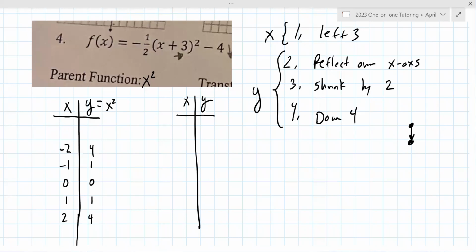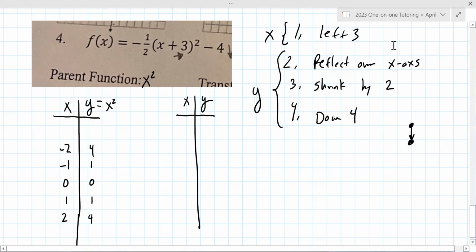Okay, so I have a question with this reflective x-axis. Am I just gonna say negative? It changes the y. It changes the sign of y. So should I do that part last? No, it's done in this order.